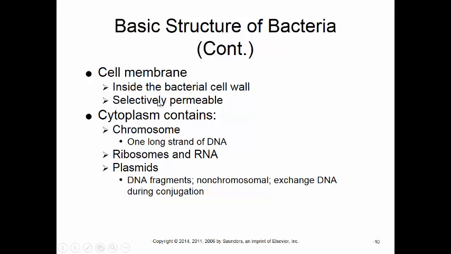The cytoplasm contains one chromosome in a circle, versus ours, which is a double helix, so there's only one long strand of DNA. There's ribosomes and RNA that help to carry on the functions of the bacteria. And there may also be some DNA fragments, called plasmids. These are not part of the chromosome, and they can exchange DNA with other bacteria through the process of conjugation.